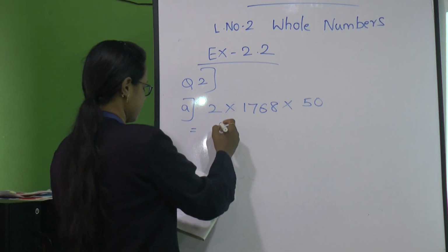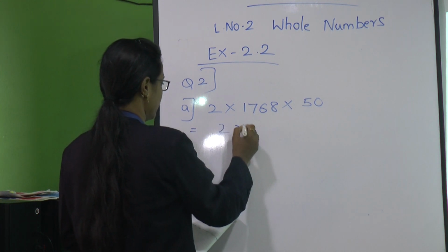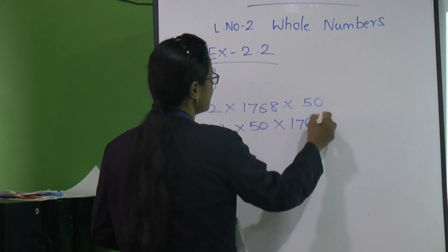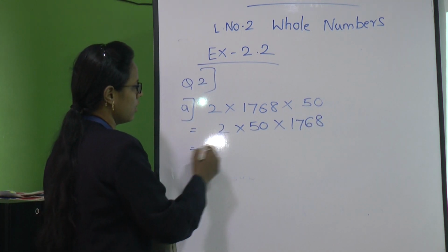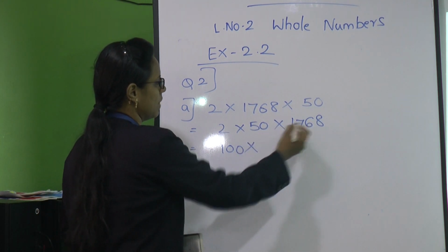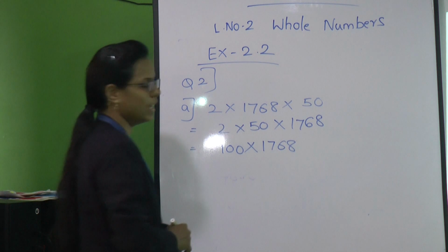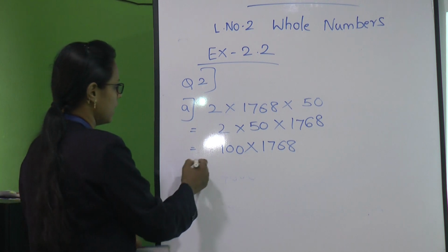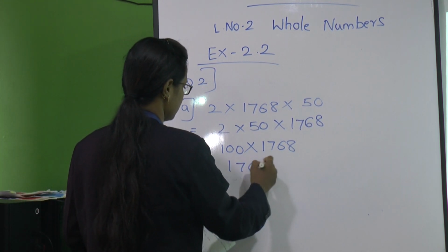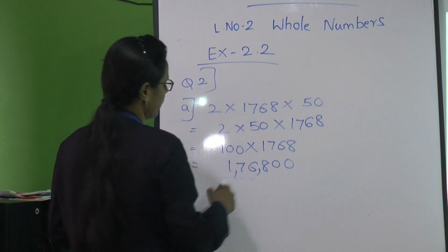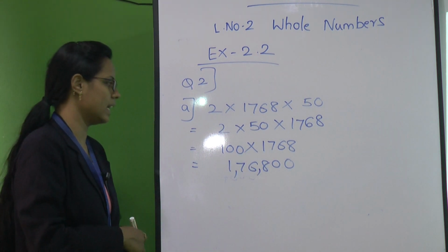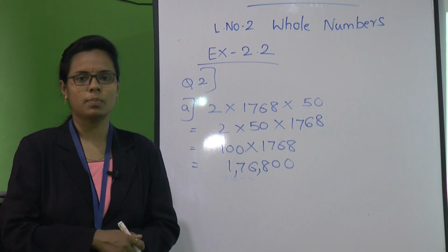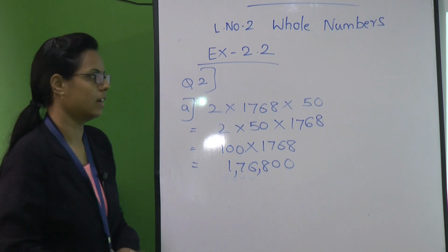Let us see it. Let us take 2 into 50 into 1768. See here, now 2 into 50 is 100 and then multiplied by 1768. So, when we multiply 100 by 1768, what do we get? 1,76,800 very easily. Okay. So, this is the example to find the product by doing the rearrangement. Let us solve one more example.